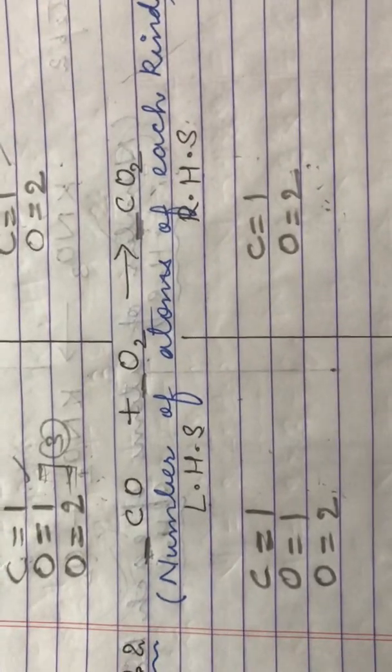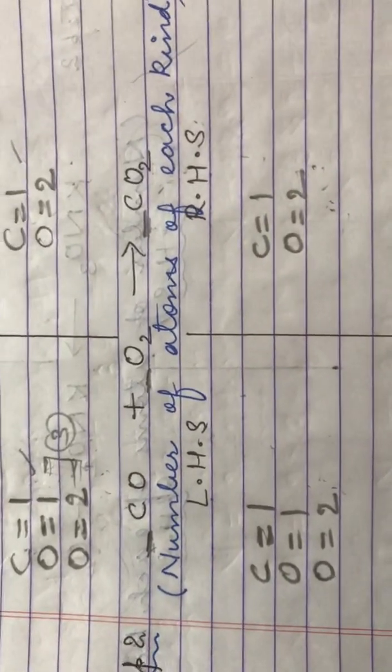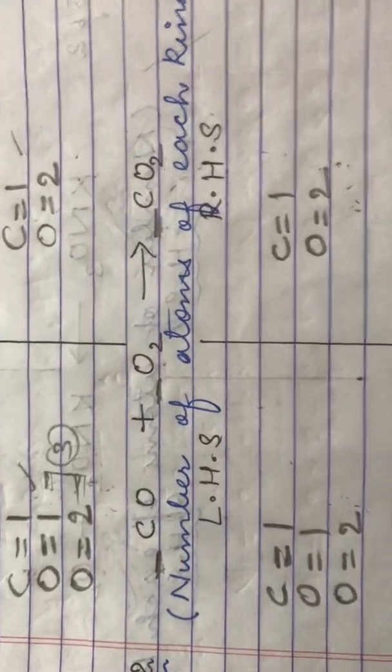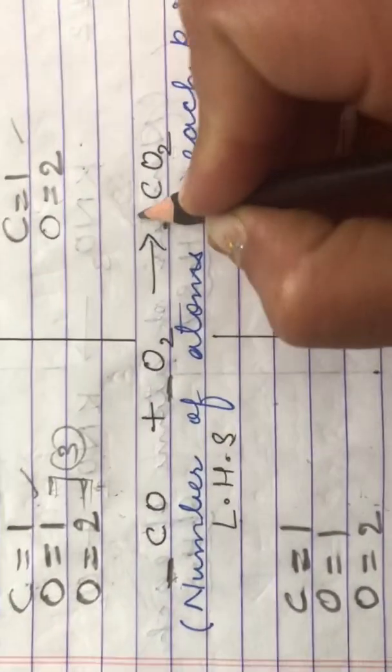This particular method is also known as the hit and try method. Sometimes we have to keep on trying by putting different prefixes and then we come to the final result. So let's try by putting number 2 as a prefix.